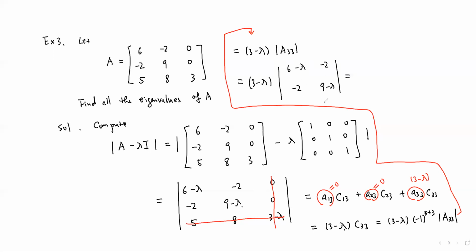Okay. Now the 2 by 2 determinant is easy to get. It is the product of the main diagonal entries minus the product of the anti-diagonal entries. Okay. Now simplify. Don't simplify everything. Here, I only simplify this part. I get this.